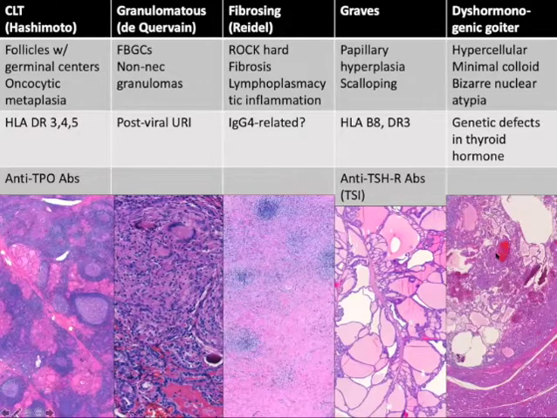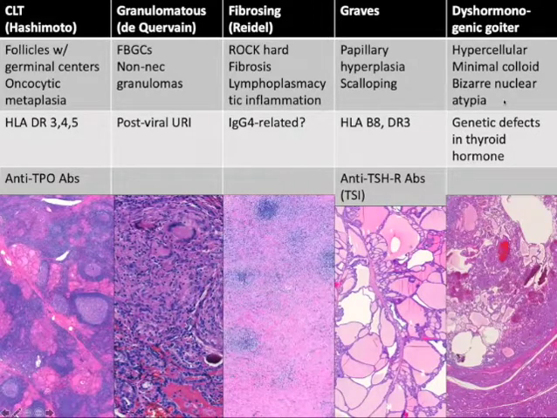The other rare entity I will mention is dyshormonogenic goiter, which is a genetic defect in thyroid hormone production, function, excretion, secretion, reception. So any one of a number of mutations cause these multiple nodules that can look like a very cellular variant of Graves', but the background is also extremely, extremely cellular.